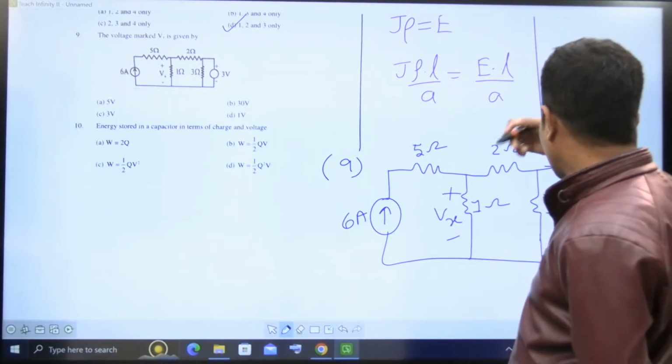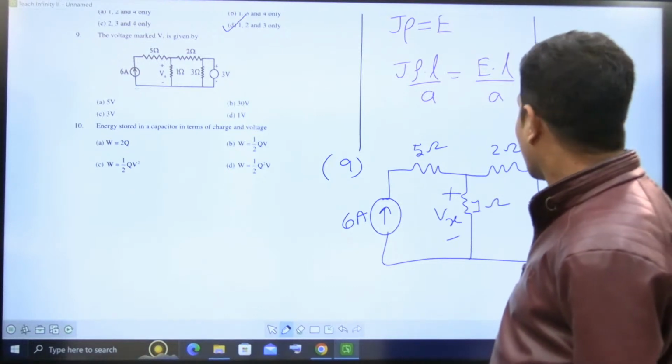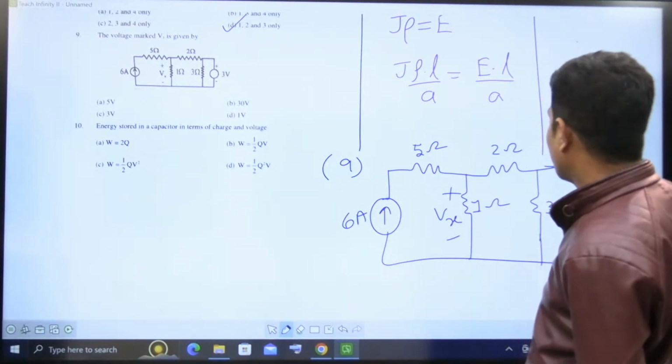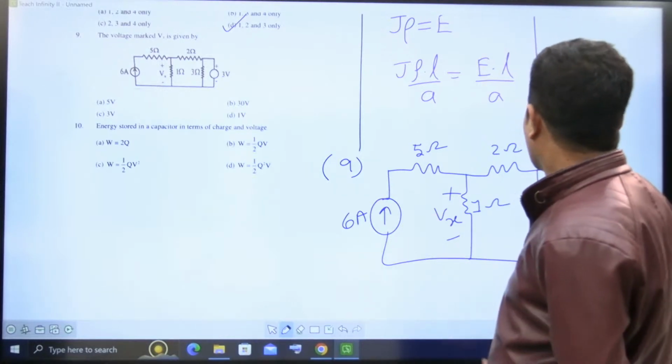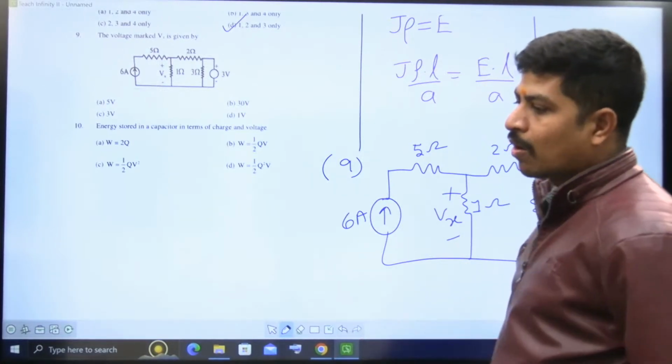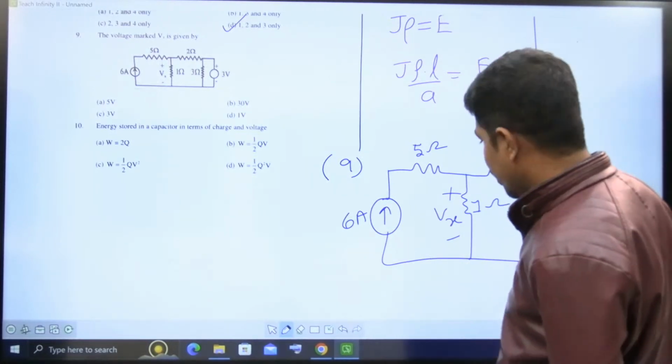This side I'll apply source transformation. Oh no, this side it is not possible. Source transformation is not applicable. You can go with KCL, KVL, Ohm's law, and all. We can do it, but what I do is very simple.